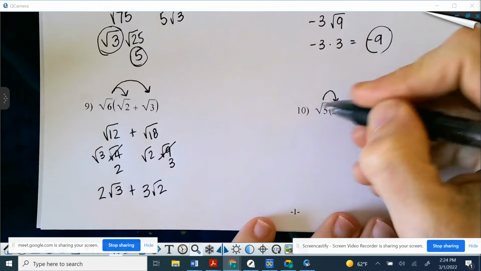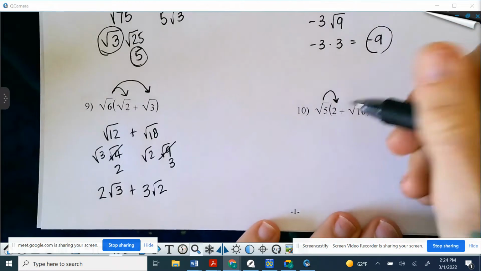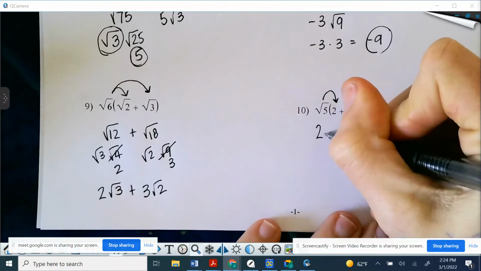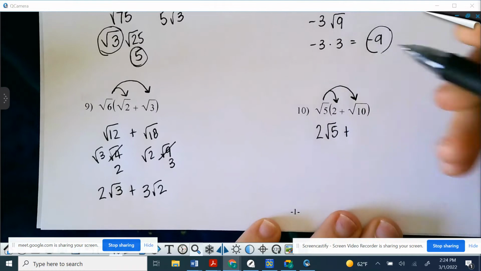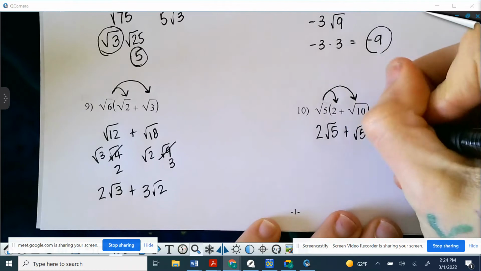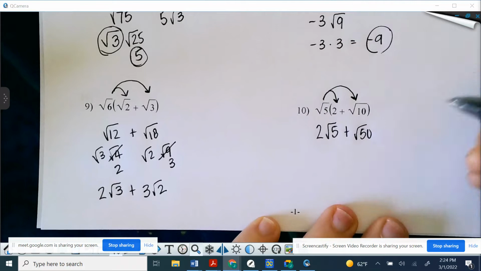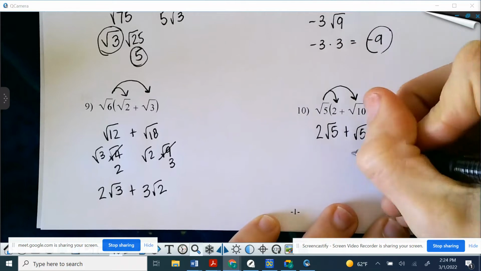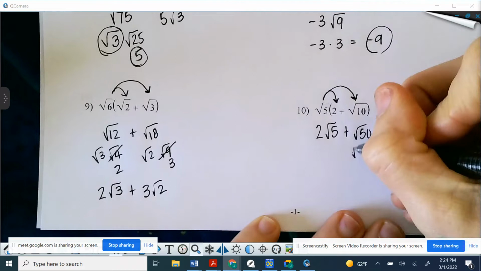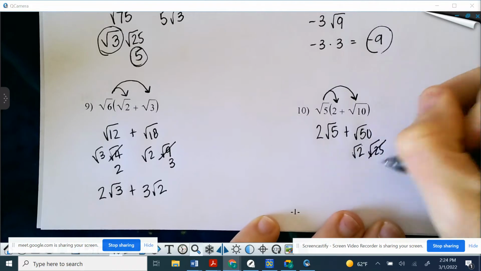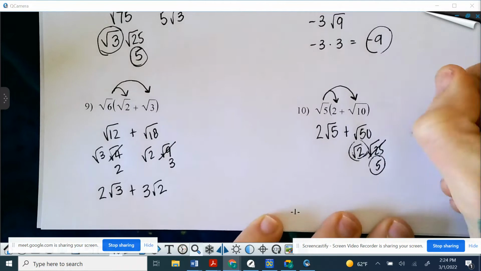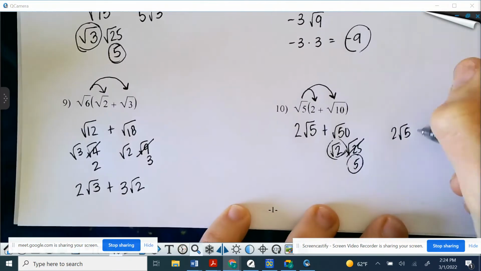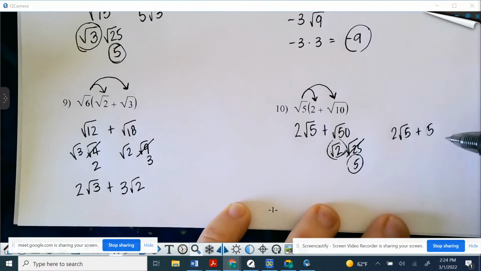Square root of 5 times 2. So that is not another root. So we're just going to rewrite 2 times the square root of 5 plus square root of 5 times the square root of 10 is going to be the square root of 50. We want to simplify that 50, and I'm going to do 25 again. Yep, square root of 2, square root of 25. 25 becomes 5. Square root of 2 is stuck, so we got square root of 2 in this one. So our 2 square roots of 5, which can't be reduced, plus 5 square roots of 2 would be the distribution of that multiplication.